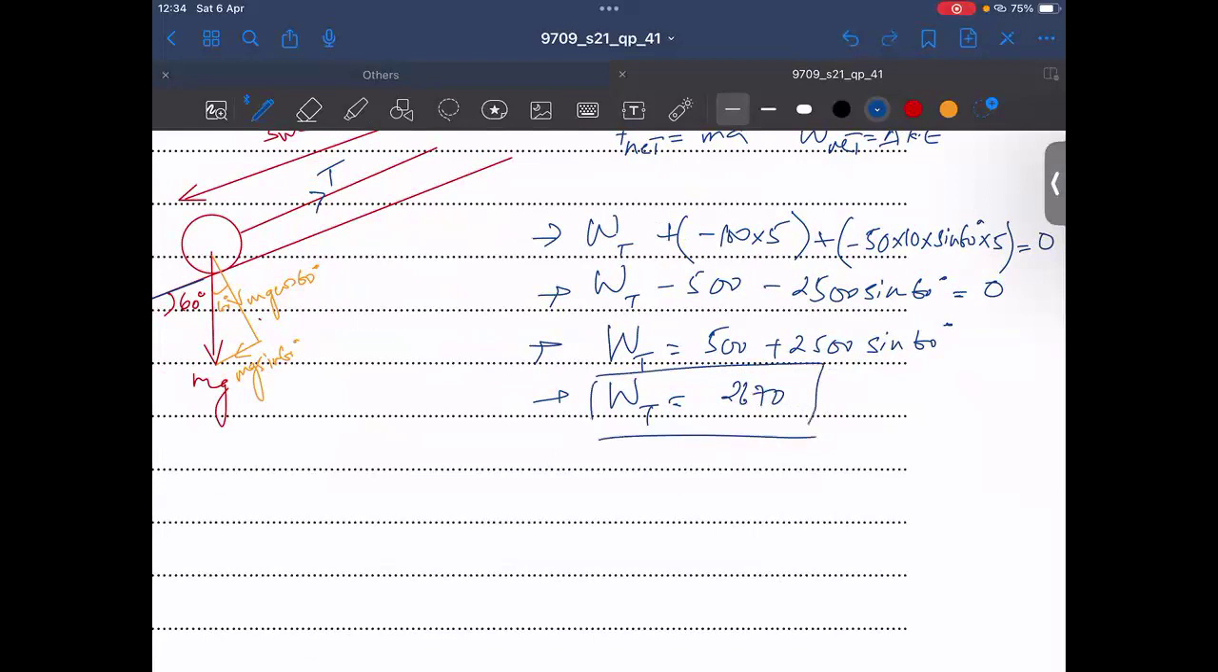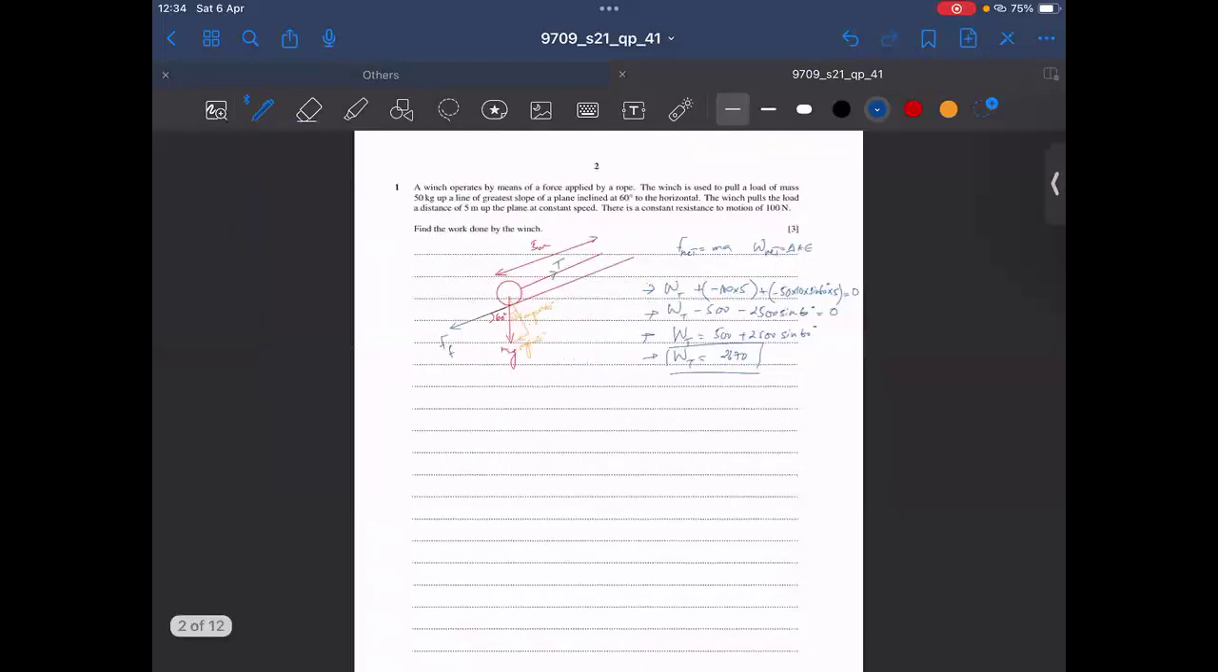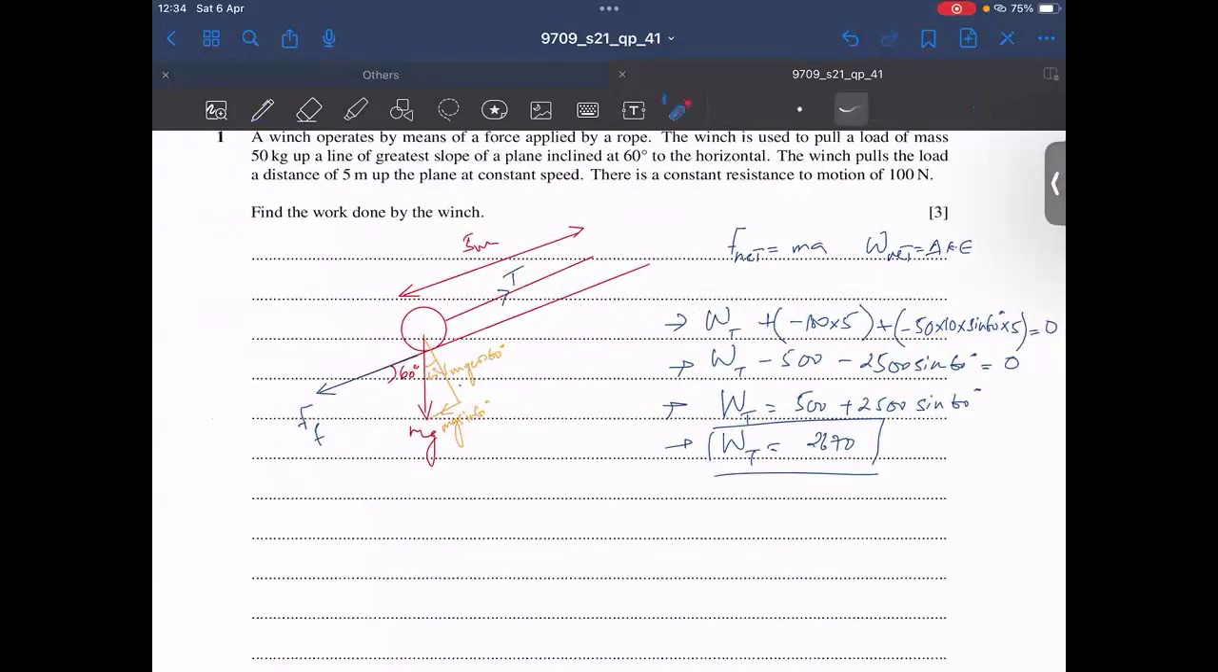All right, let's move on. If you would have used the formula, Newton's second law, in fact, both are Newton's second law. This one is expressed in terms of force and acceleration, while this is expressed in terms of work done and kinetic energy. But if you would have used this one, you would have found the value of T first, and then you would have multiplied it with 5 to get the work done by the winch.